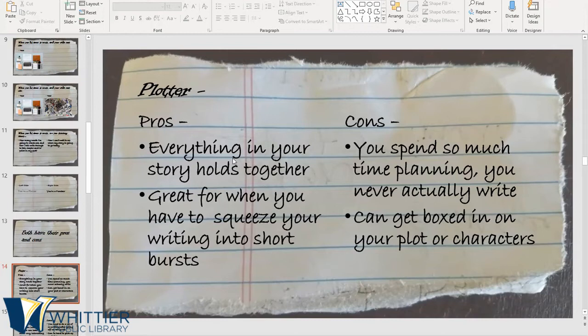The cons to being a plotter, though, is sometimes you can spend so much time planning, you never actually write. And I've met several people who get caught in that trap. And it is a real problem. Also, you can get boxed in on your plot or characters.